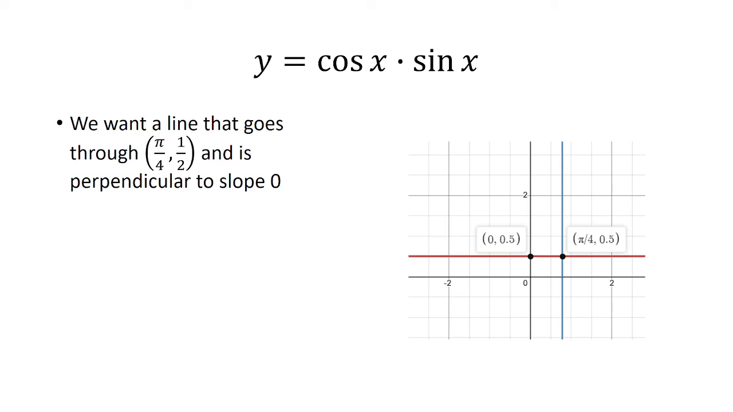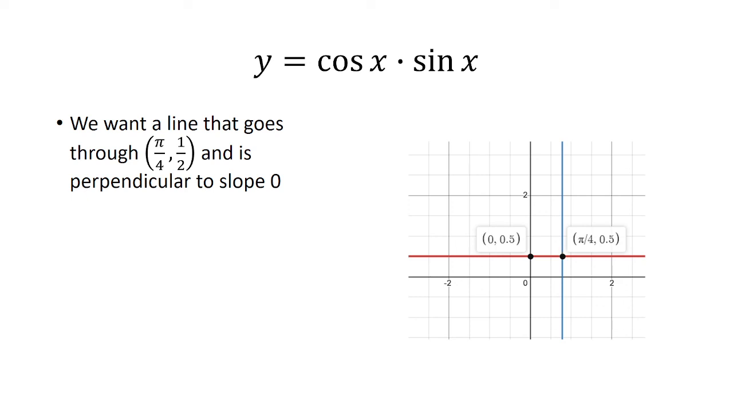Well, let's take a look. This red line is the equation y equals 1/2. We want to find a perpendicular line that goes through pi over 4 comma 1/2. Well, the only line that's going to go through that is the line x equals pi over 4, because the intersection is going to be 90 degrees.